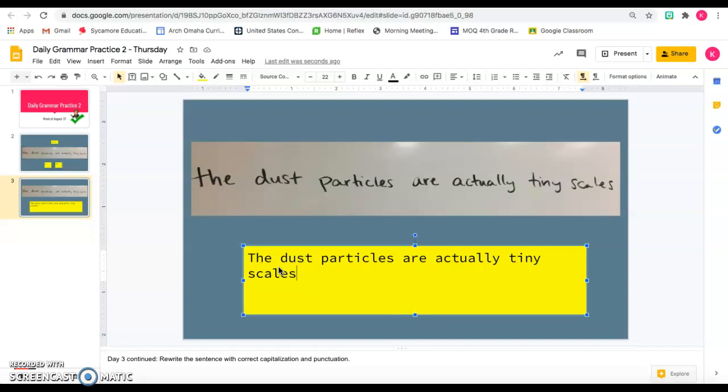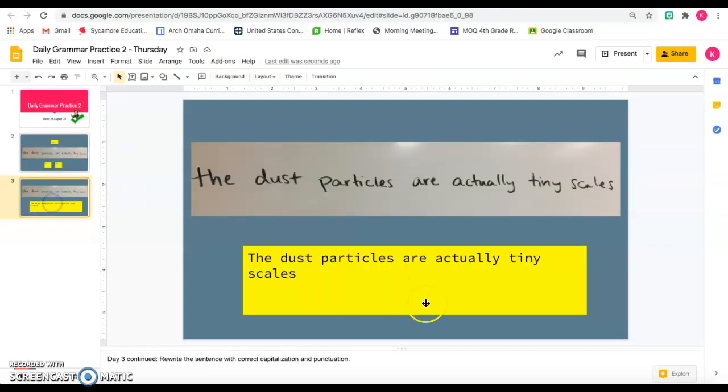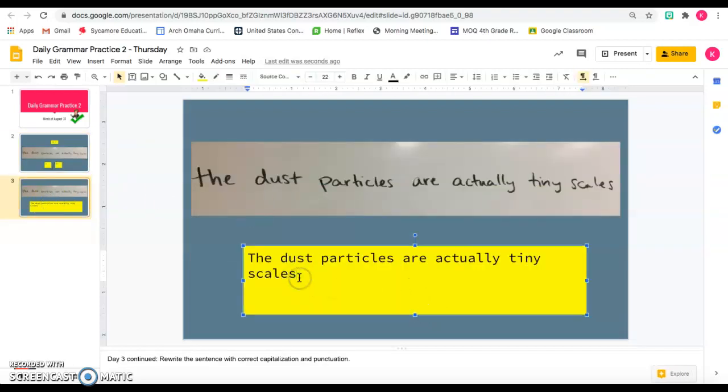This one's pretty simple. We need to capitalize the beginning of our sentence, and what do we need at the end of our sentence? Well, we need some sort of ending punctuation. Now, we have already determined that this is a declarative sentence, and declarative sentences end in what kind of punctuation? Declarative sentences end with periods. So we'll put a period there, and bada bing, bada boom, we got it done, you guys.